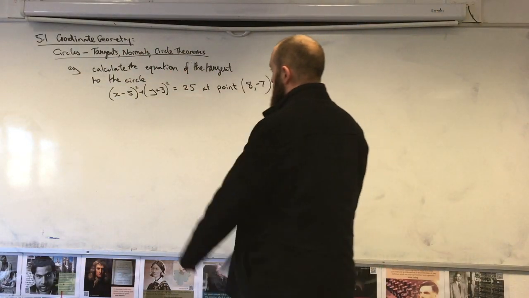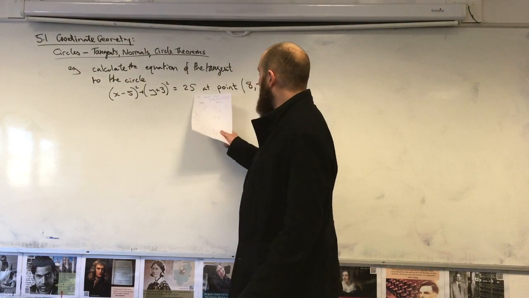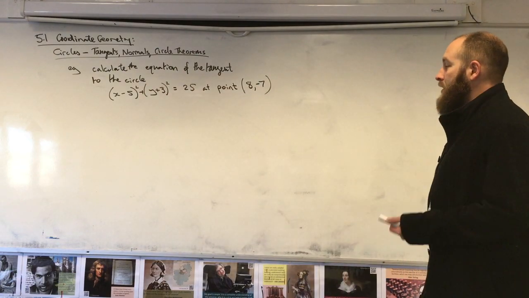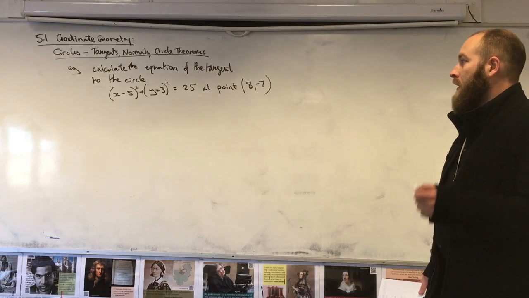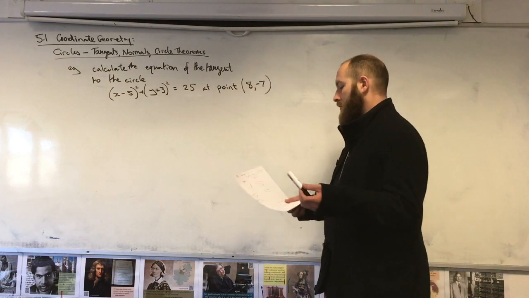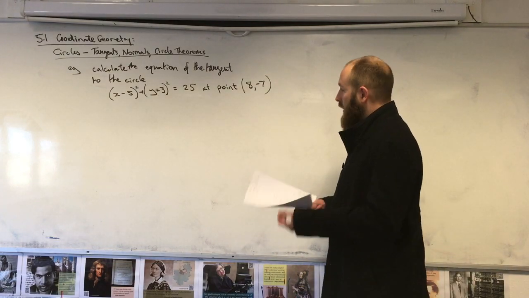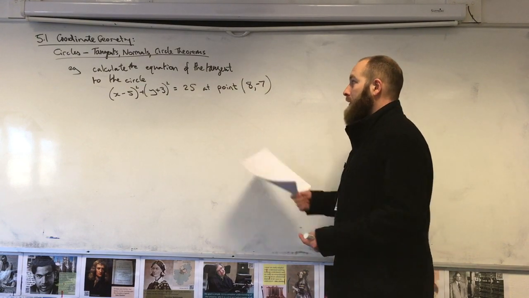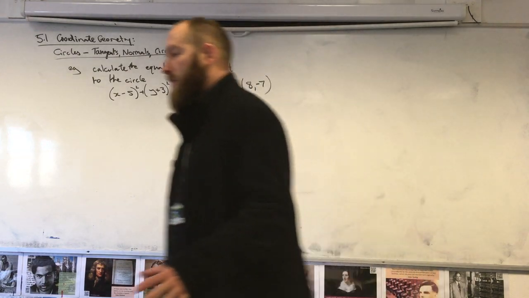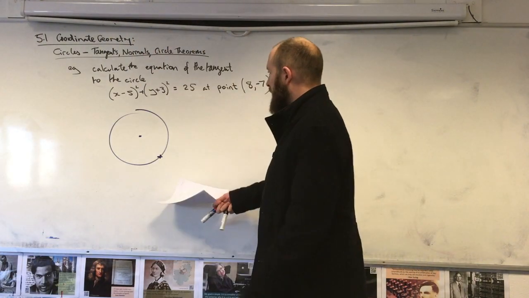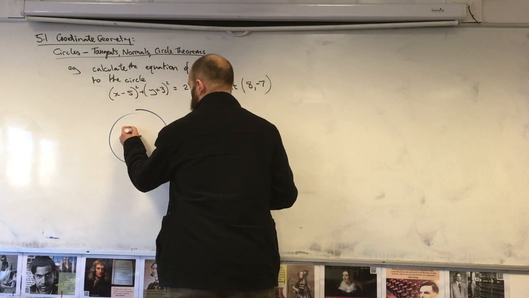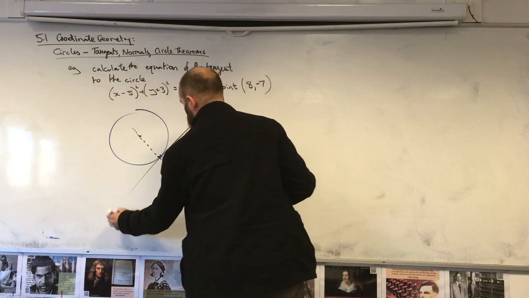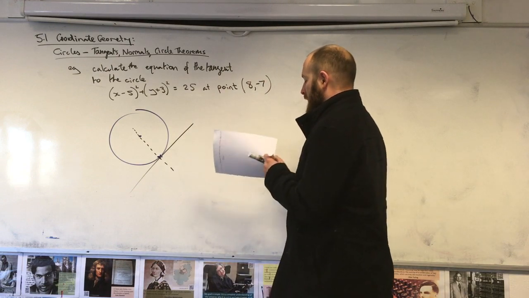So calculate the equation of tangent to the circle at that point. It's easy to get mixed up with tangent and normal. Remember, the tangent is going to be perpendicular to the radius. So we're going to work out the gradient of the radius, negative reciprocal of that, and that's going to let us find our tangent. So I'll do a quick sketch as well. There's our point, there's the centre. We're going to find out the equation of this line and do the negative reciprocal with that point to find the equation of that line.